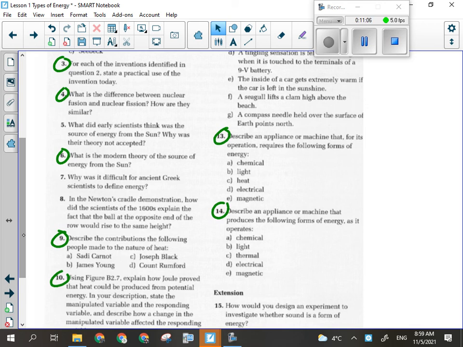Okay, number 14, describe an appliance or machine that produces the following forms of energy as it operates. Chemical. A refinery. Okay, anything that refines like crude oil or anything like that would produce chemical energy. Okay, and I know this isn't an appliance or a machine, but a plant would also produce chemical energy. What about light? A lamp. A lamp, a light bulb, okay? Even a toaster, okay? I mean, the little elements inside glow, they're emitting light, okay? So that can be true as well.